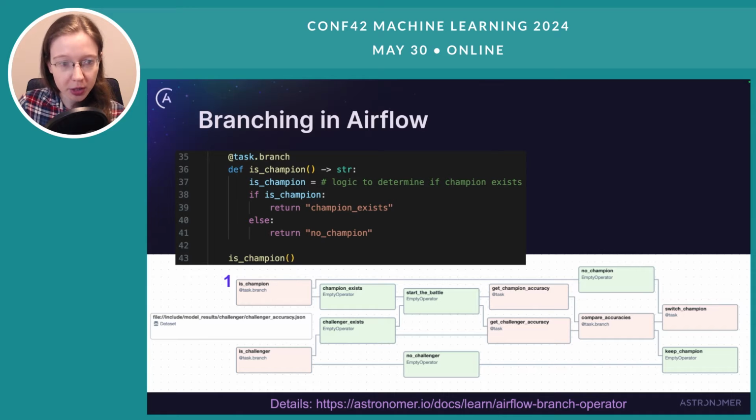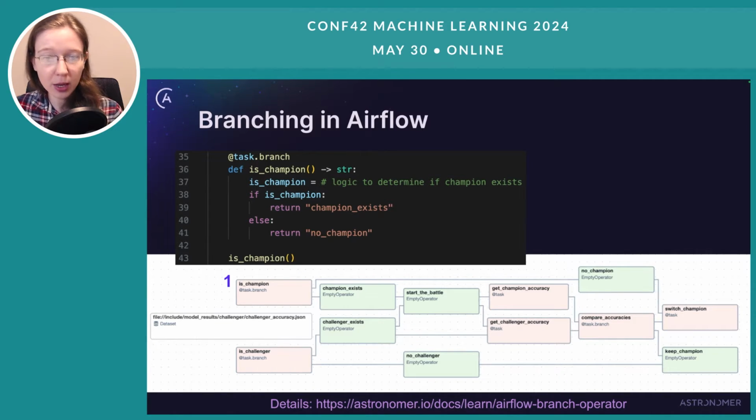So if there is a champion present, I want to run the task called champion exists and go that way in my DAG structure. If there's no champion present, I want to run the task no champion and skip all of the intermediate tasks that are here, because if there's no champion, I don't need to do a champion-challenger comparison. I will just use the challenger.